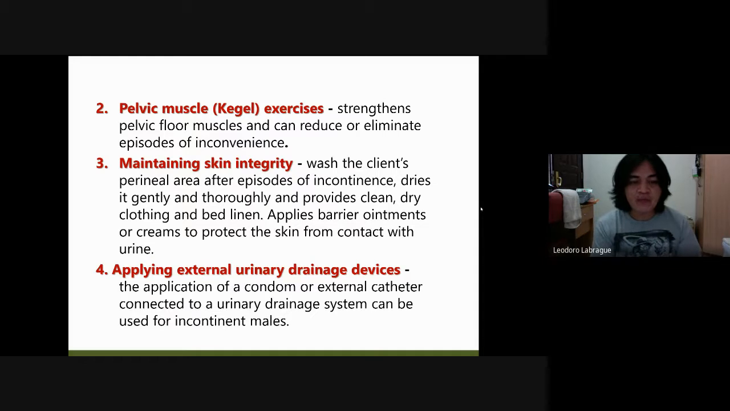And number 4, apply an external urinary drainage device. If the patient has incontinence, if the patient has no control with urination, we can put on an external urinary drainage. We can put a catheter. I will show you later what the catheter is. Or we can use a condom catheter so the urine will not leak into the pants or into the bed. Instead, it will go directly into the urinary drainage system. I'm going to show you in the next few slides.